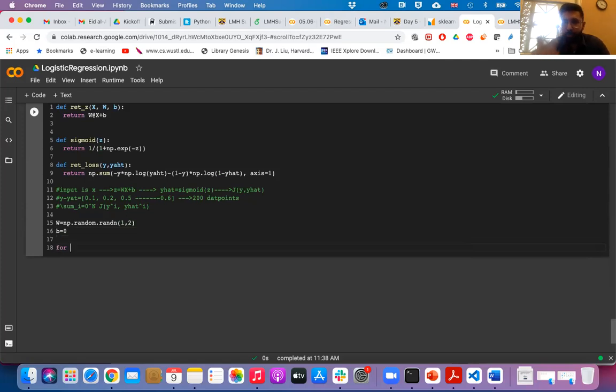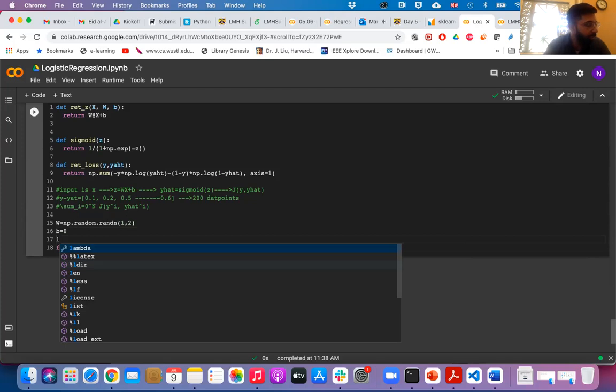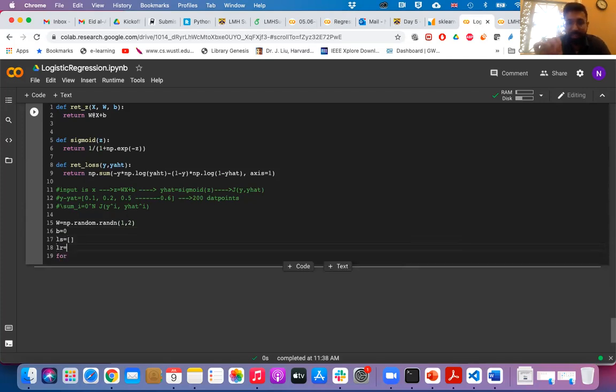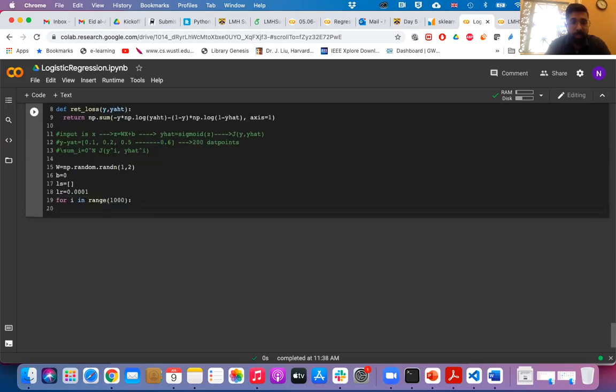Now let's call this losses and initialize it as an empty list. You will see what this is for. This is eta, the learning rate. Let's set it to 0.0001. And I want to do this for, let's say, 1,000 iterations. So what would I do first? We have to do the forward pass.